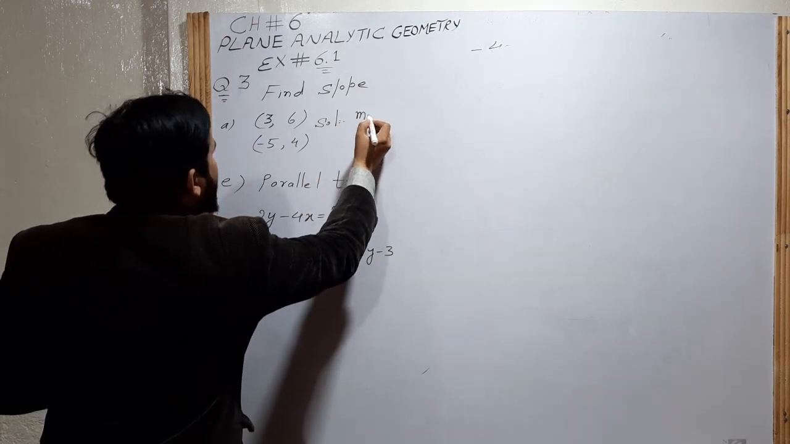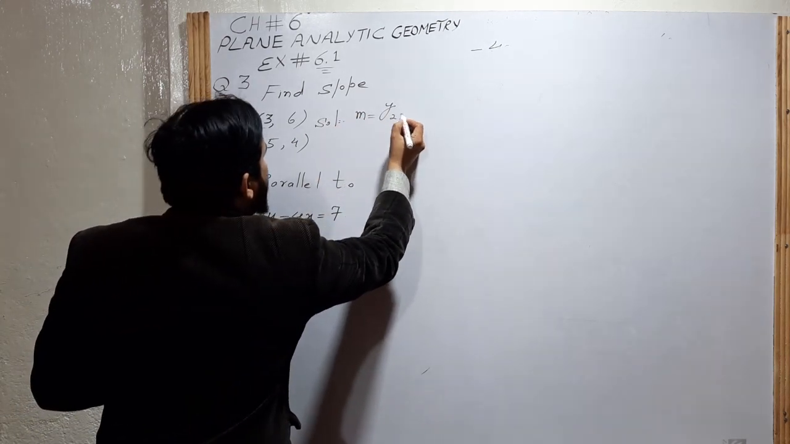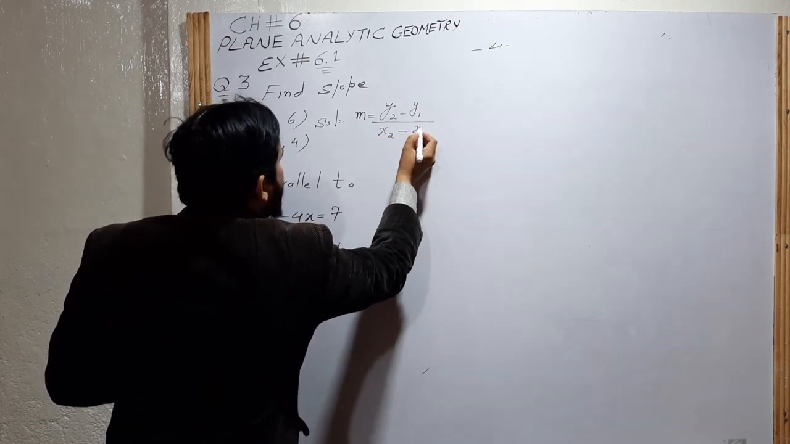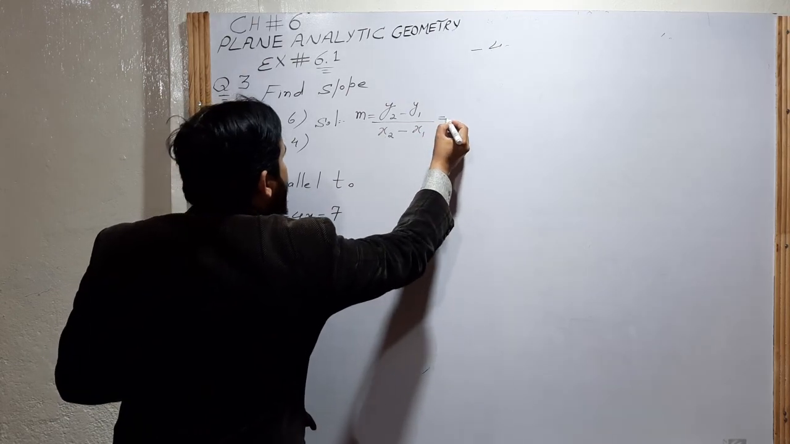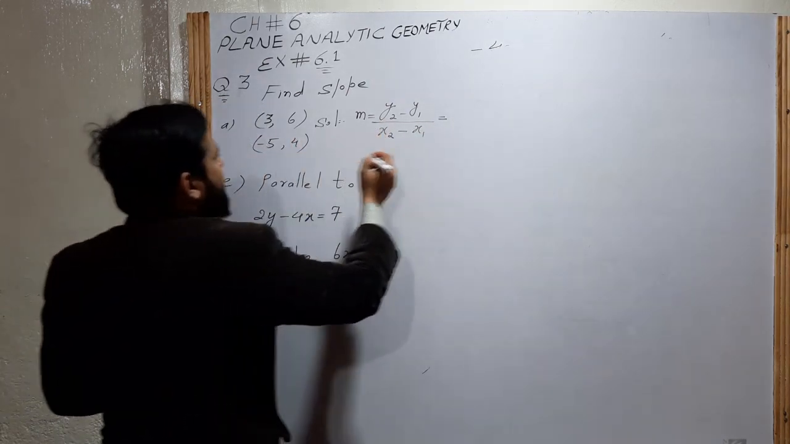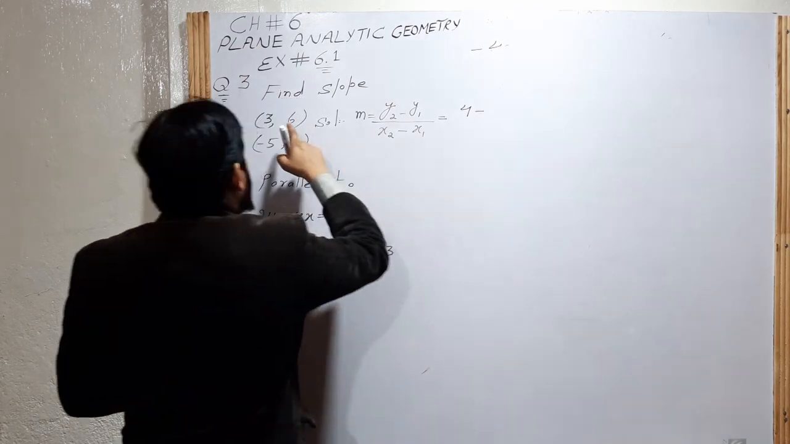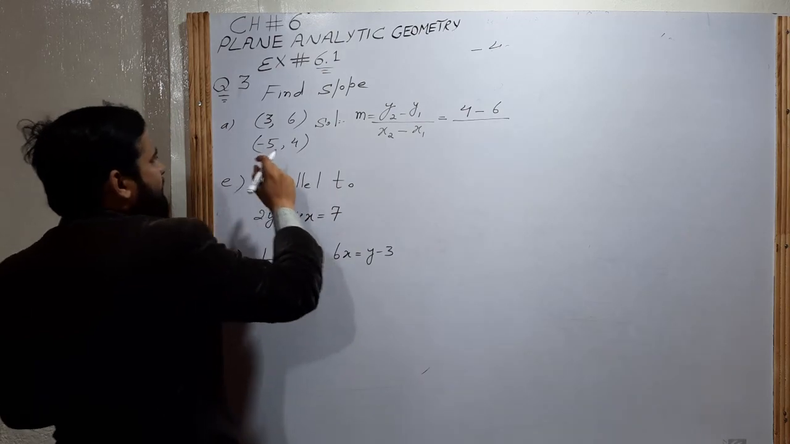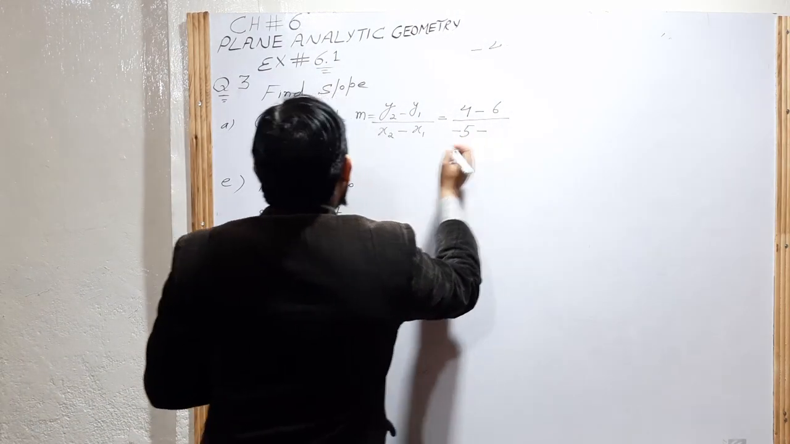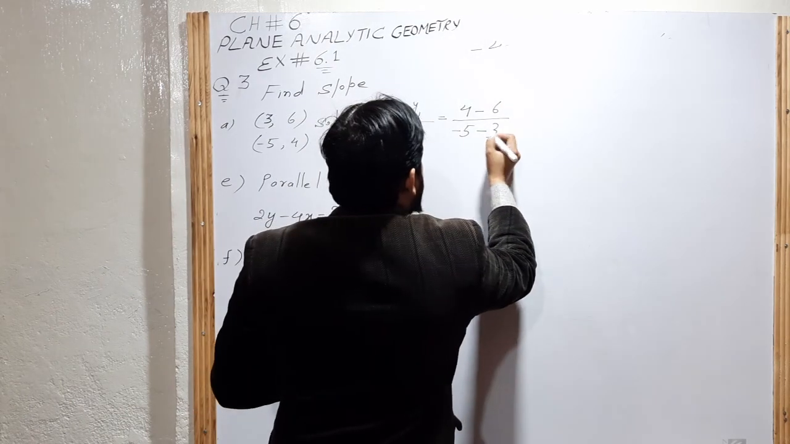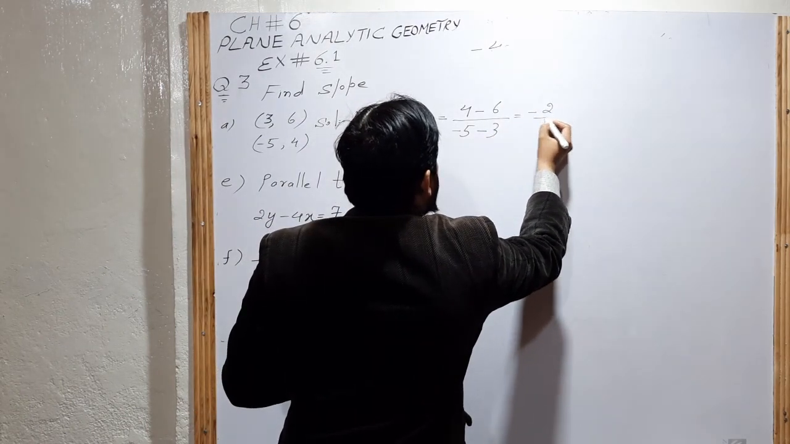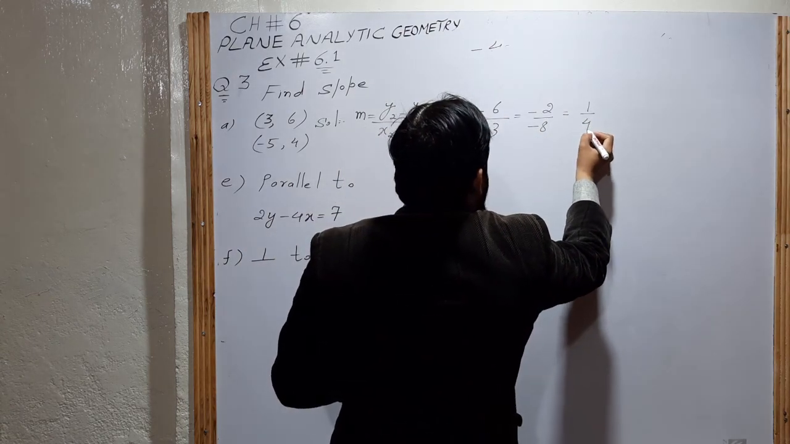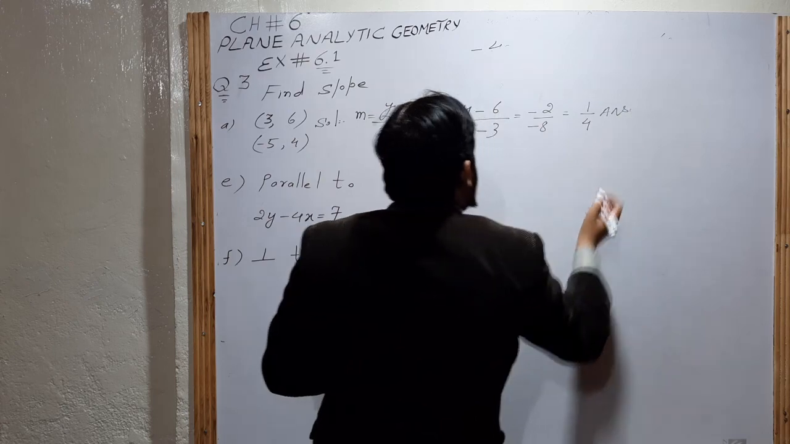The slope formula is m equals y2 minus y1, the change in y vertical, divided by the change in horizontal, x2 minus x1. So y2 is 4 minus y1, which is -6, divided by x2 which is -5 minus x1 which is -3. So this is 10 over -2... after simplification the slope in this case is 1 by 4. So it is the slope between 2 points.